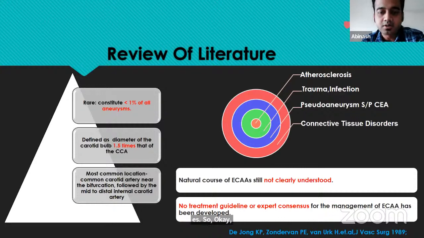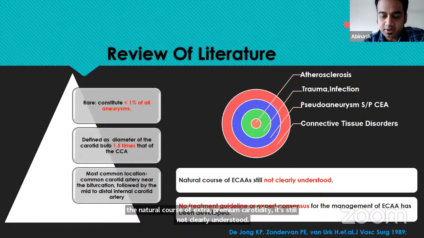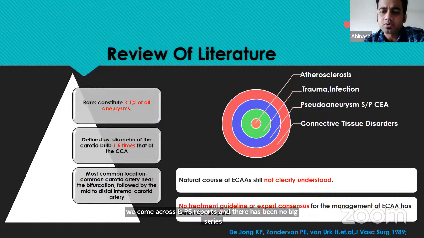Across literature, the natural course of extracranial carotid artery aneurysms is still not clearly understood. All we come across is case reports, and there has been no big series on this entity per se. Hence no treatment guideline or expert consensus for the management of this condition has been developed yet.